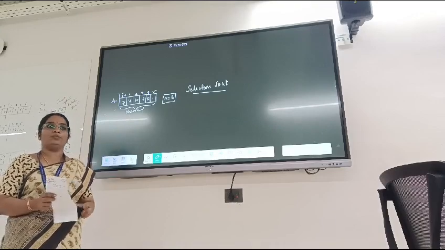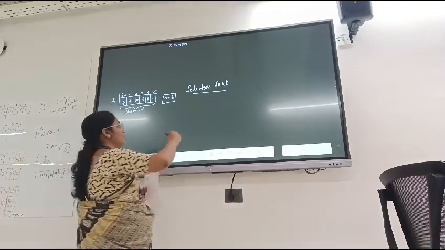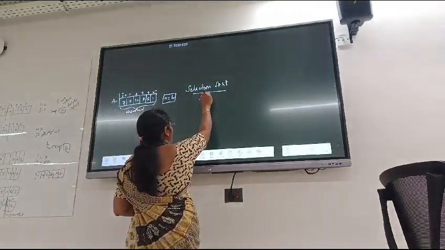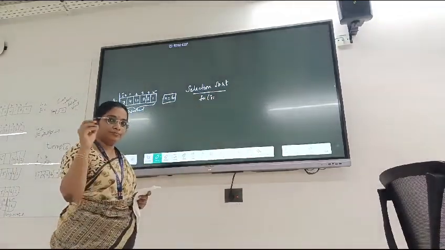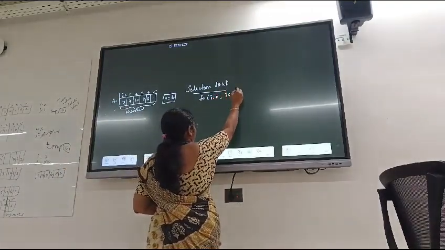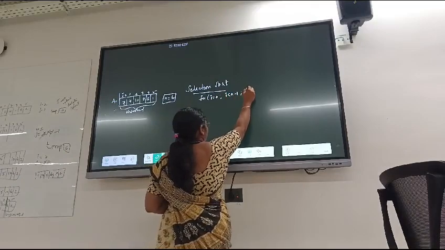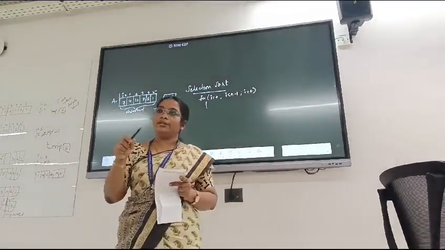Okay. So what is to be done now? I need a loop, right? So for traversing, from where am I going to start? 0. i less than n minus 1.